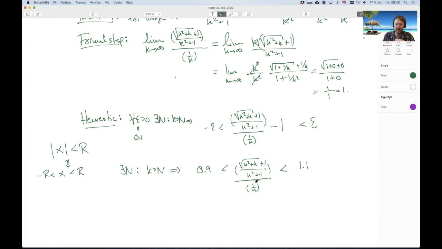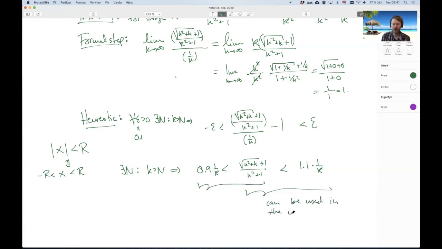Now I can multiply up the 1 over k's. Just delete this. So I have 0.9 times 1 over k, and this 1.1 times 1 over k. I can take away this. So what does this mean? Well, this means that I can use my usual comparison. So this and this can be used in the usual comparison test. Meaning that if the series with these terms converges, then the series with these terms will converge. And if the series with these terms diverges, then the series with these terms will diverge.